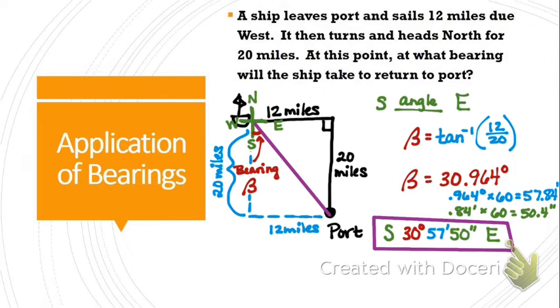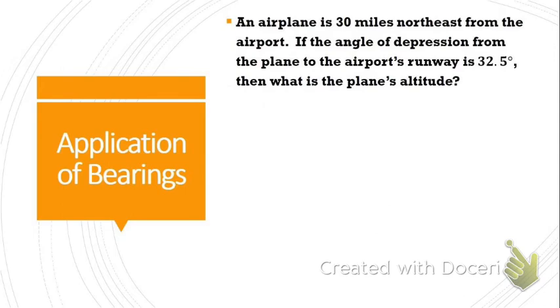Let's do one more problem today and then we will shut it down. Sound like a plan? Okay. An airplane is 30 miles northeast from the airport. If the angle of depression from the plane to the airport's runway is 32.5 degrees, then what is the plane's altitude?